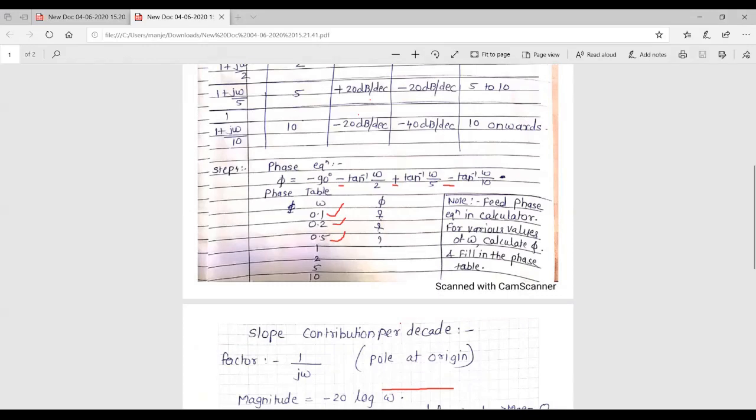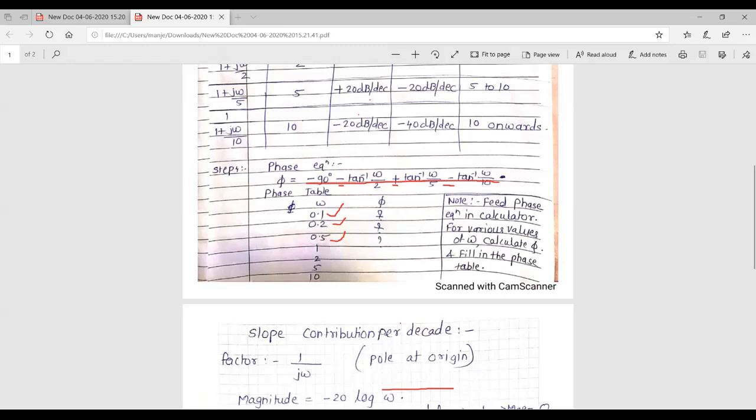Now, in your calculators, there is a note written here. In your calculators, you have the feature to add the whole equation at a time and then just keep on changing the value of omega. So feed the phase equation in the calculator directly and then, for various values of omega, write down the value of phi. I have not written the complete table, because once the table is ready, you just need to plot it against various values of omega.